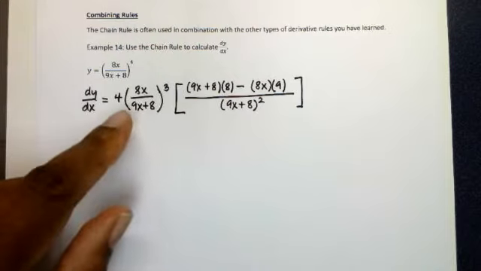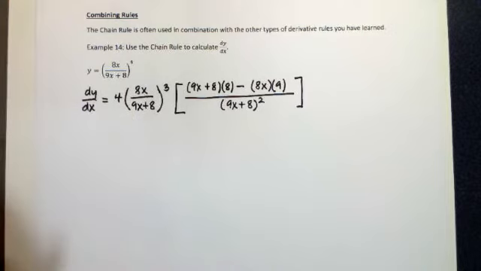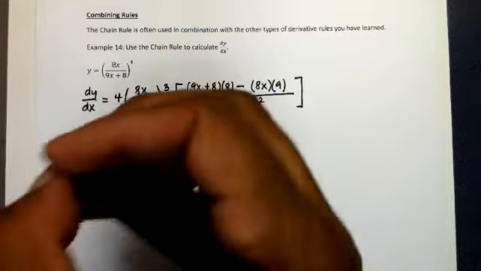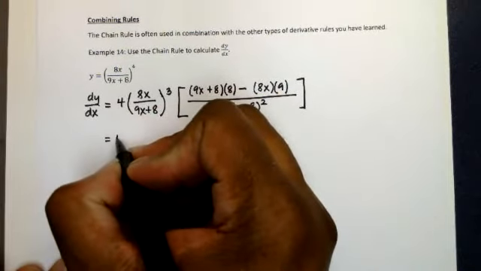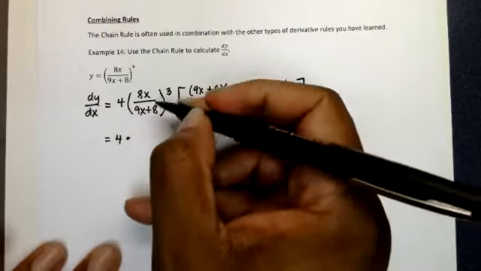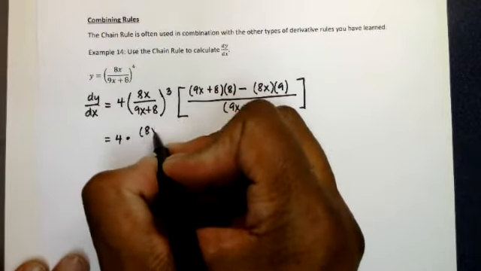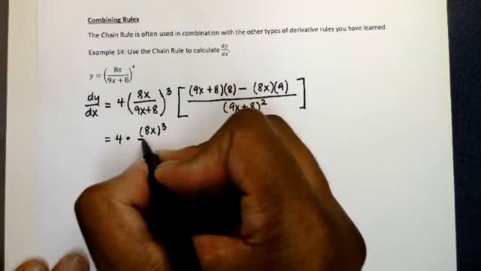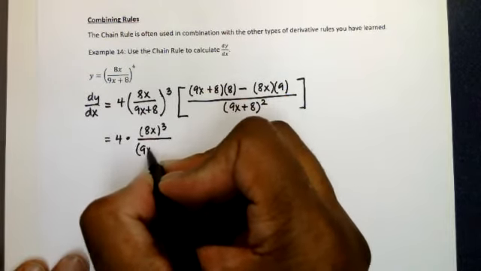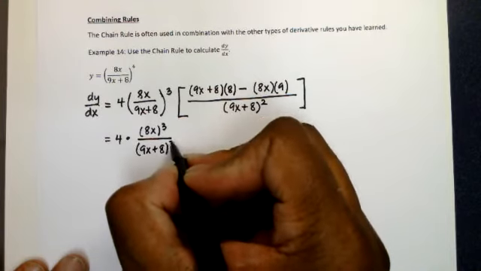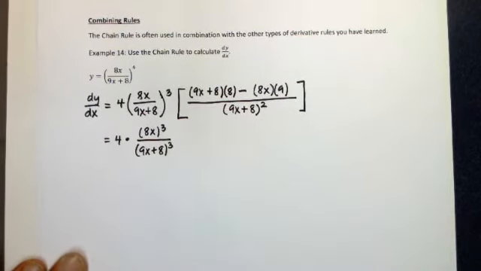Yeah, I applied the chain rule and then had to use the quotient rule. Now let's clean this up a bit. I'm going to bring down the 4 times. The 8x is going to be cubed, so I'm going to write this as 8x, and that's cubed. The 9x plus 8 is also cubed. So I'm going to write it like this, okay?